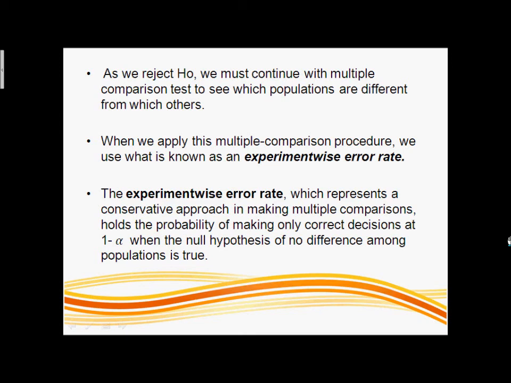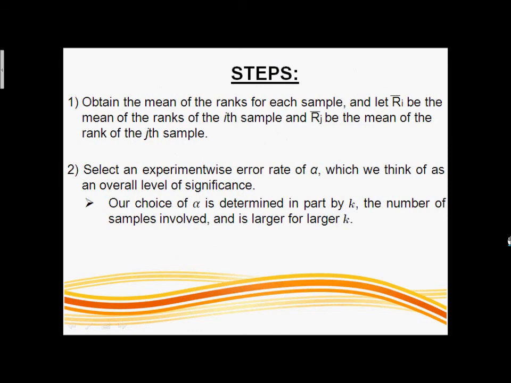The experiment-wise error rate, which represents a conservative approach in making multiple comparisons, holds the probability of making only correct decisions at 1 minus alpha when the null hypothesis of no difference among populations is true. Our first step is to obtain the mean of the ranks for each sample, and let R bar I be the mean of the ranks of the I sample and R bar J be the mean of the ranks of the J sample.